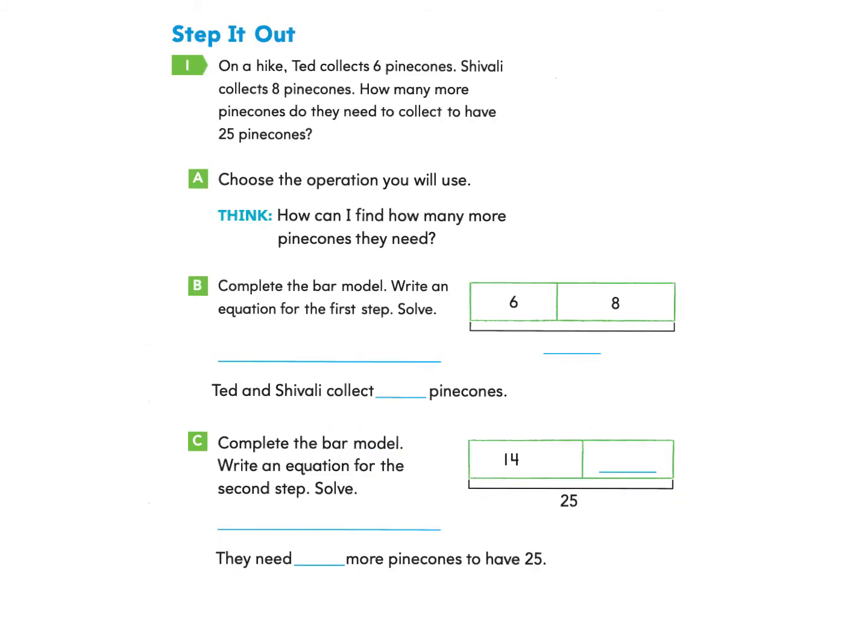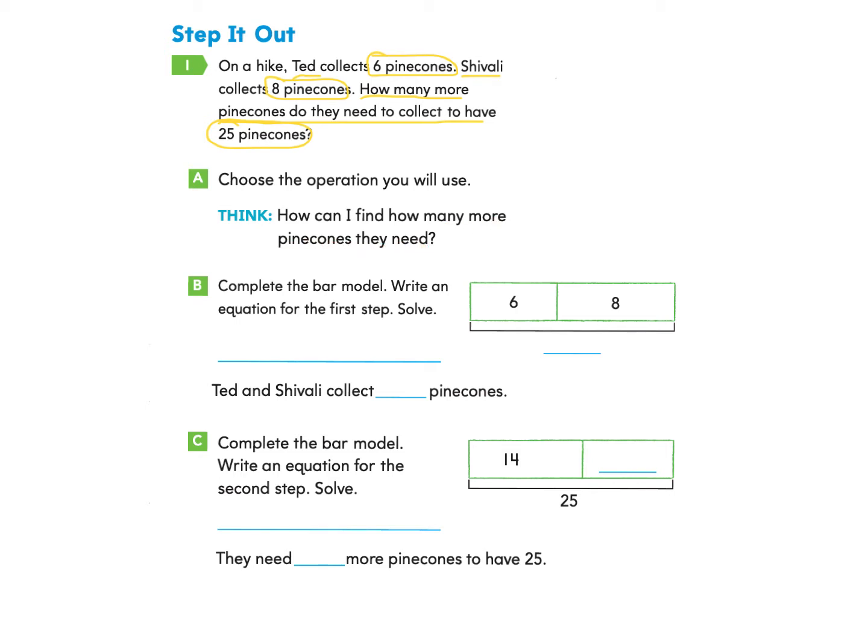We will start under Step It Out, Part 1. On a hike, Ted collects 6 pine cones. Shivali collects 8 pine cones. How many more pine cones do they need to collect to have 25 pine cones? Okay, let's take a look at Part A together. Choose the operation you will use. Think, how can I find how many more pine cones they need?